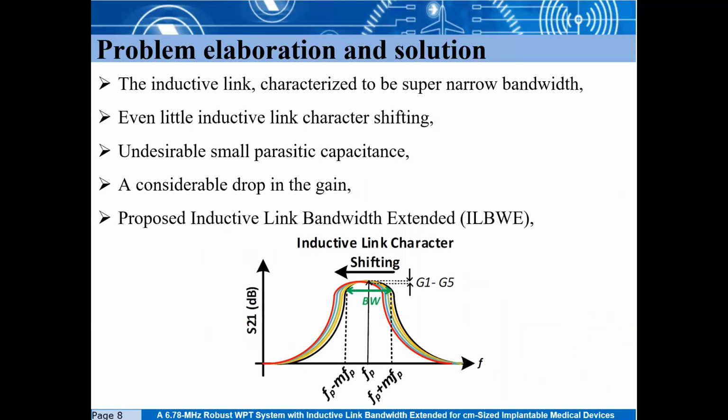Therefore, even a little inductive link character shifting, due to an undesirable small parasitic capacitance added on the implanted side by the tissue surrounding the RX board, and consequently loaded on the external part, would lead to a considerable drop in the gain. As a solution, an inductive link bandwidth extended procedure, illustrated in this figure, is proposed for overcoming the elaborated issue.